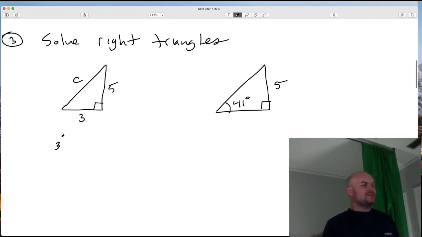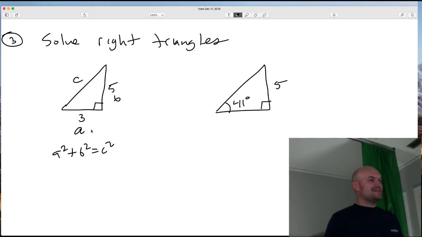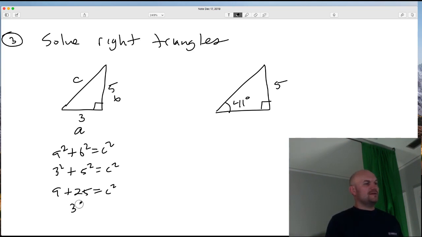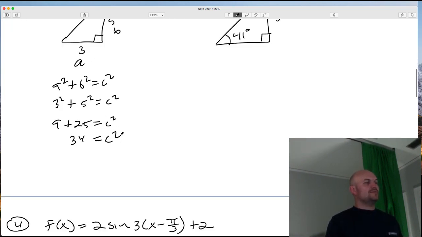So in this case, we can use the Pythagorean theorem. If we call that A and that B, then remember the Pythagorean theorem is A squared plus B squared equals C squared. I keep forgetting my camera's over here. So I would do 3 squared plus 5 squared equals C squared. 3 squared is 9, plus 25 equals C squared. That's 34 equals C squared. Then you take the square root of both sides, so C equals the square root of 34.